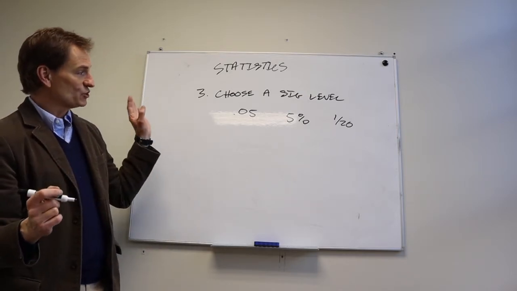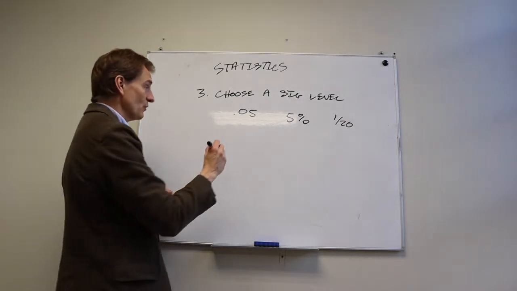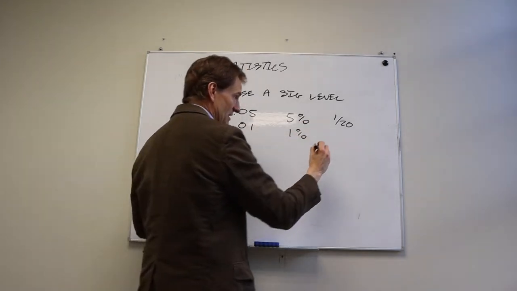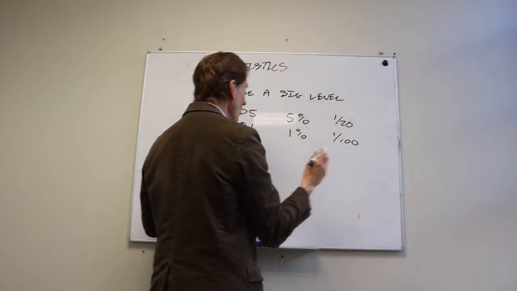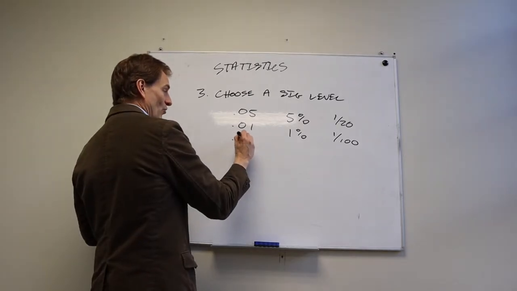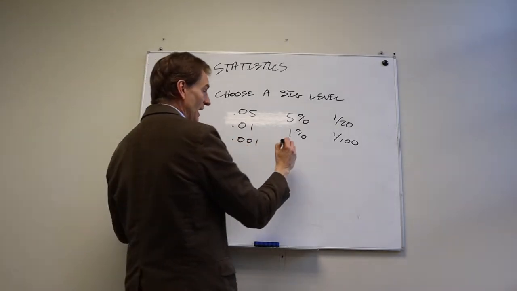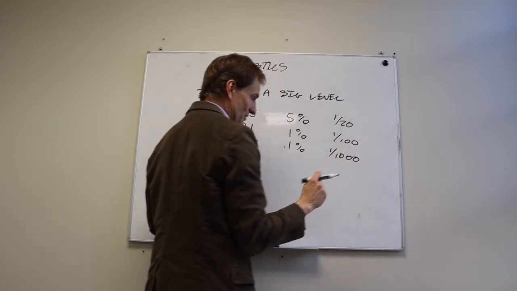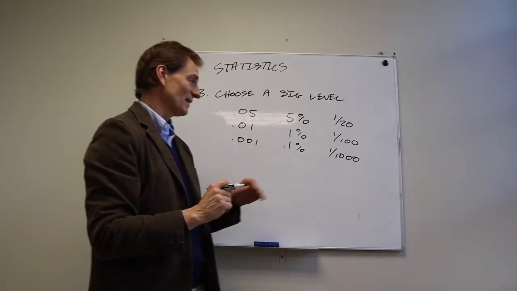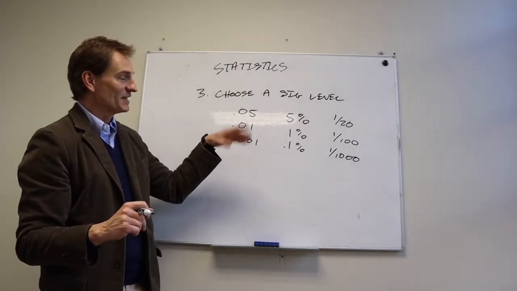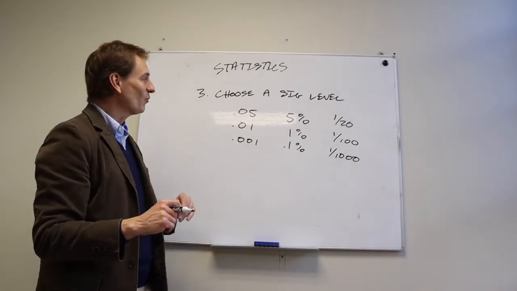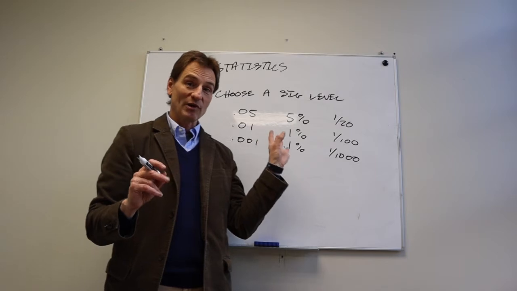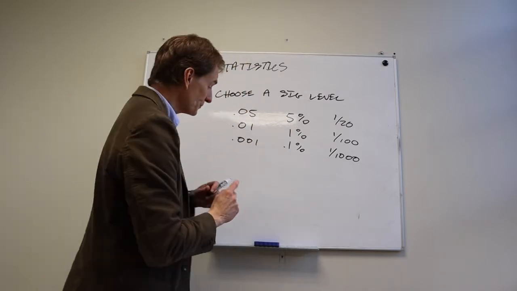We can go with a more stringent significance level too. We could go with 0.01, or 1% of the time we're going to say that's significant, or 1 in 100. Or we could go with 0.001, and sometimes you see that, which is 0.1% or 1 in 1,000, which is a very stringent significance level. Again, in the sciences like chemistry and biology, these are kind of laughable, but in social science, this is what we use. And there are ramifications for the significance level that you choose.